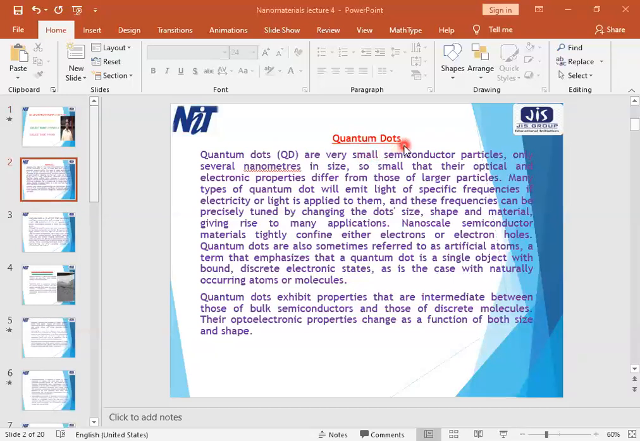I told you that the dimension of an atom is 10 power minus 14 meter, whereas the dimension of a quantum dot is 10 power minus 9. So it is nearer to the dimension of the atom. That is why it is sometimes termed an artificial atom. Quantum dots exhibit properties that are intermediate between those of bulk semiconductors and those of discrete molecules. This is a very important thing. Their optoelectronic properties change as a function of both size and shape, as I told you.